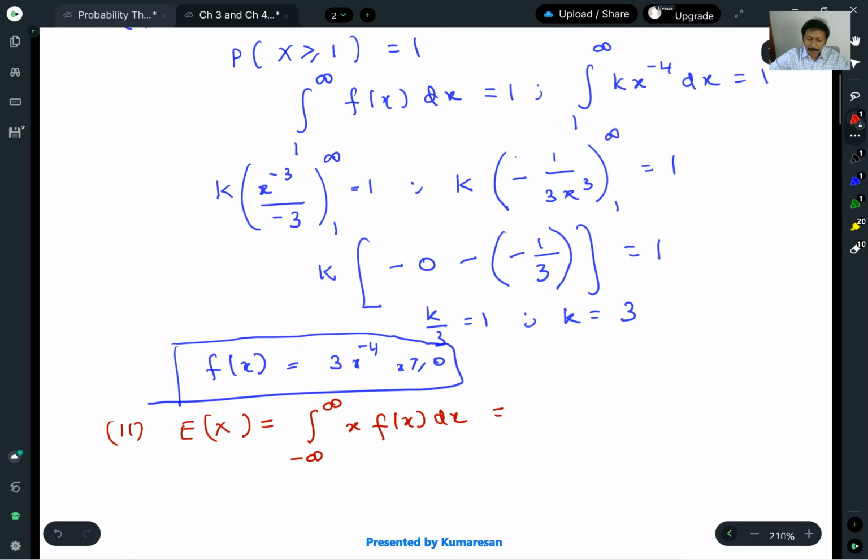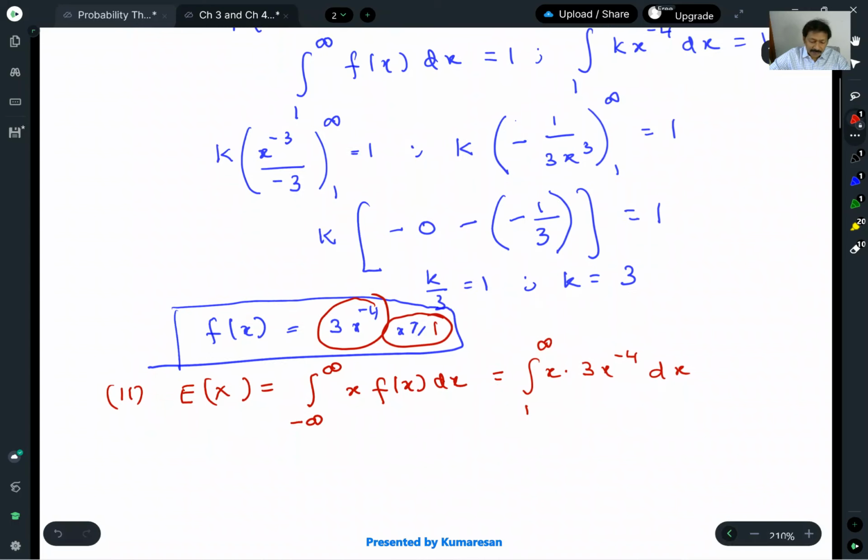Here in this problem, the whole range is, sorry, this is 1, right? The function is defined for x greater than or equal to 1. So the whole range is 1 to infinity, x multiplied by the density function, which is 3x to the power of minus 4 dx. When you find this definite integral, that will be the expected value of x. Before I integrate, I'll take 3 as a constant outside the integral and multiply x and x to the power of minus 4, you get x to the power of minus 3 dx between 1 and infinity.